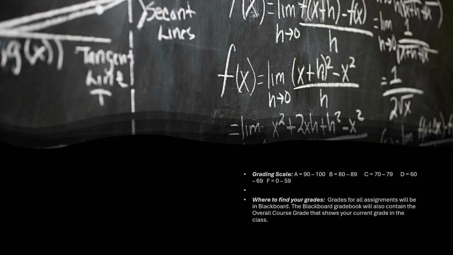Okay, so here's your grading scale. This is a traditional class like any other. An A is anywhere from a 90 to 100. B is 80 to 89. You can read the rest.